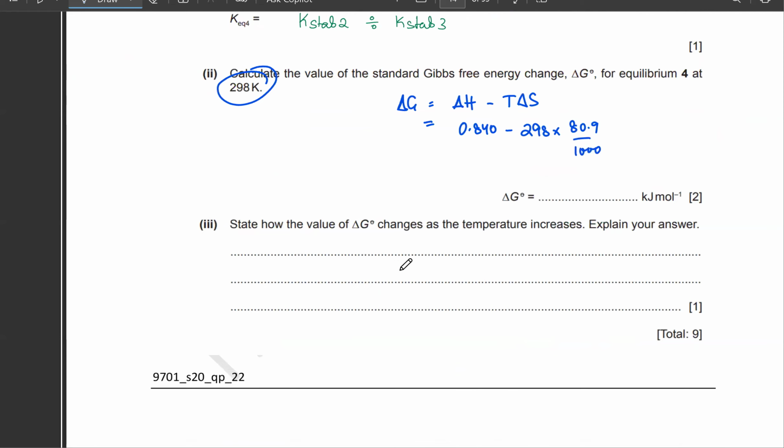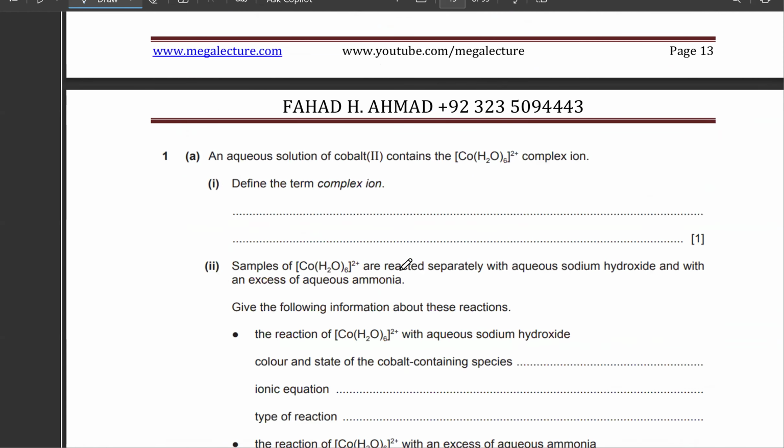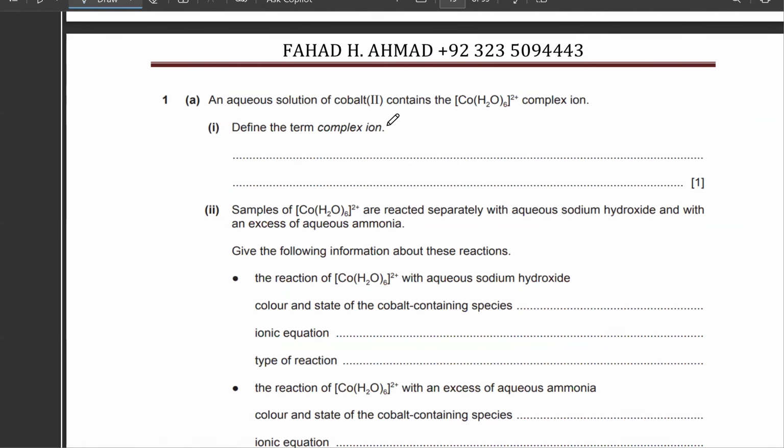Okay, I'm going to skip the delta G part. Define the term complex ion. That's an ion formed when the central metal cation datively bonds with ligands.